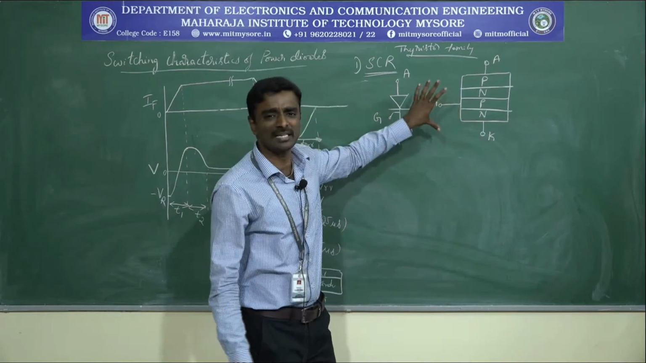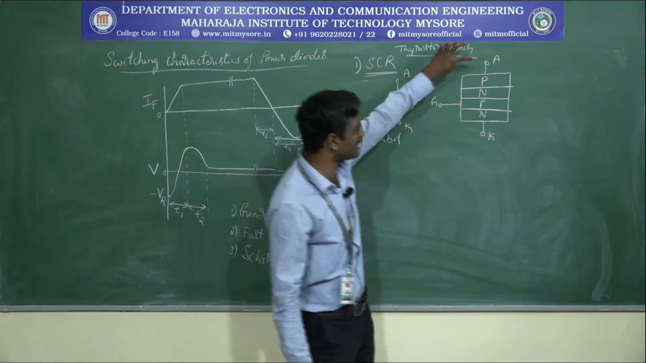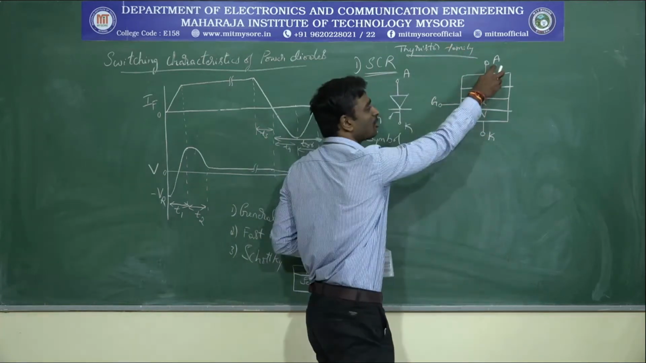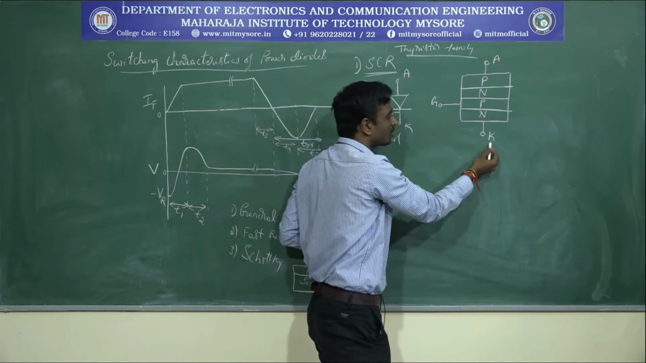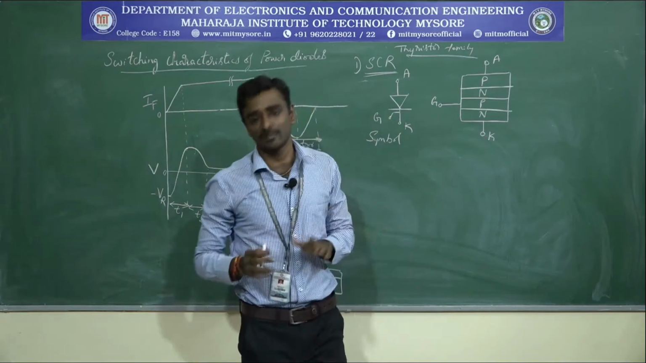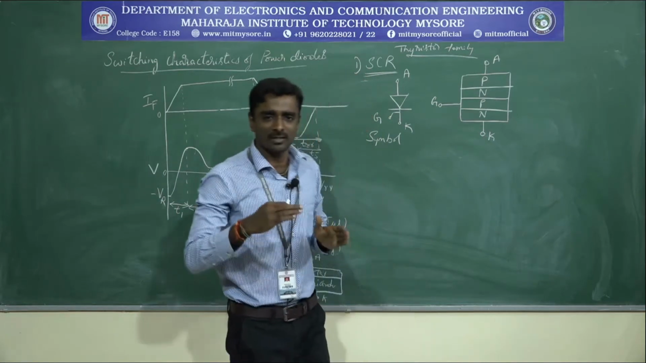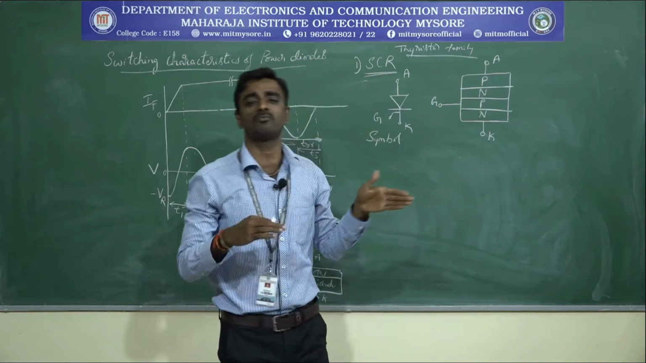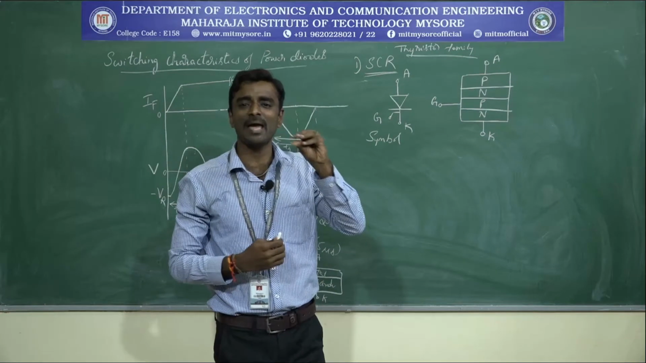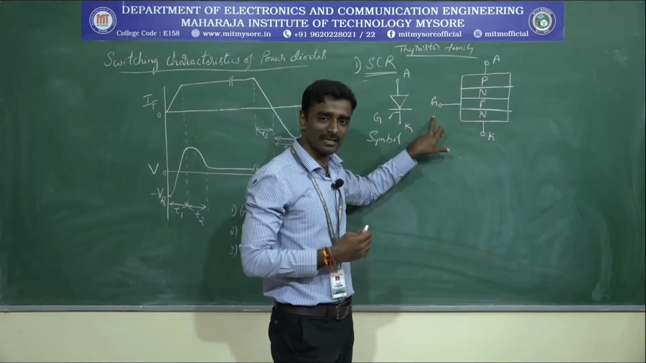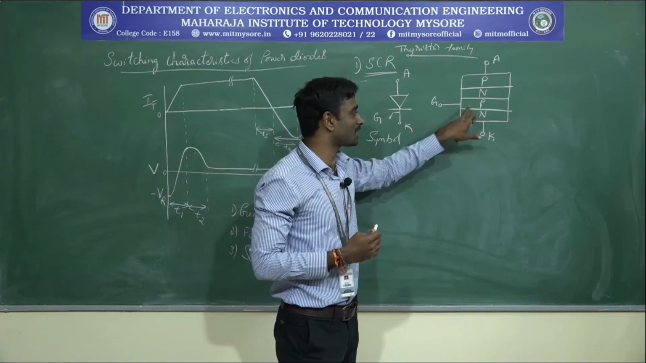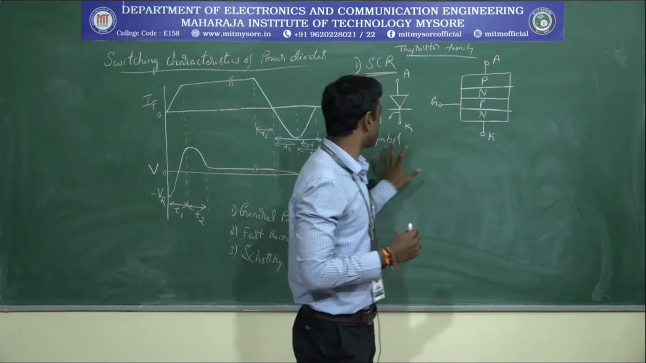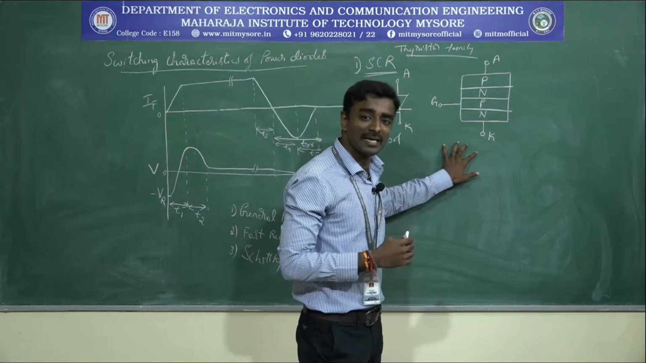So the SCR has 3 different terminals: the anode terminal, the cathode terminal, and the gate terminal. The current should flow from anode to cathode in the forward direction, while you apply an input to the gate terminal, which is connected to the P type material. So this is the symbol and the structure of the SCR.